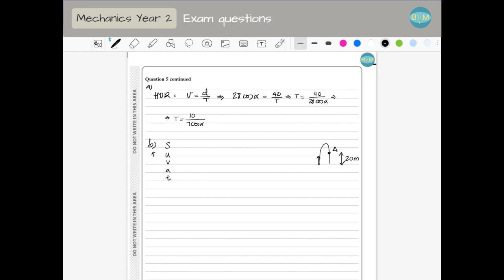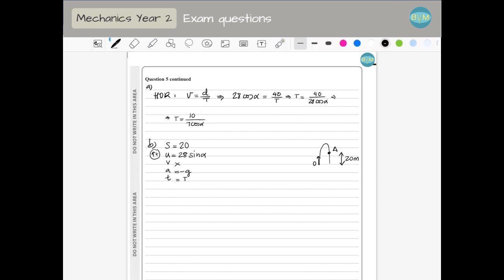and we consider positive up, for example, displacement is going to be from O to A, which is 20 meters. Remember, it's the difference between the initial position and the final position, not the distance. Initial velocity is the projection velocity, which is 28 sine alpha. Final velocity, we don't need. Acceleration is going to be minus g, because I'm considering positive up, and gravity is always down. And the time is going to be the same time as the horizontal motion.